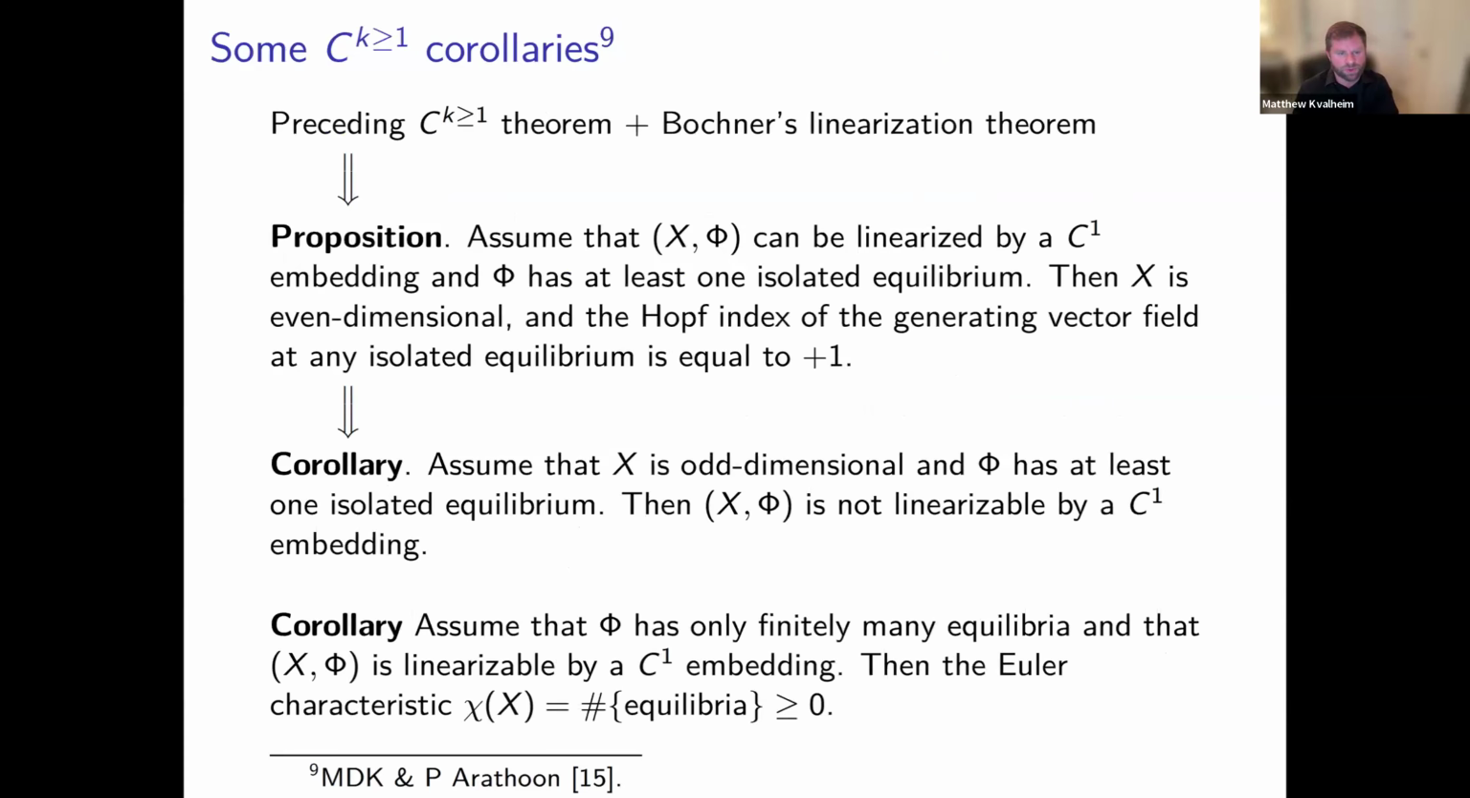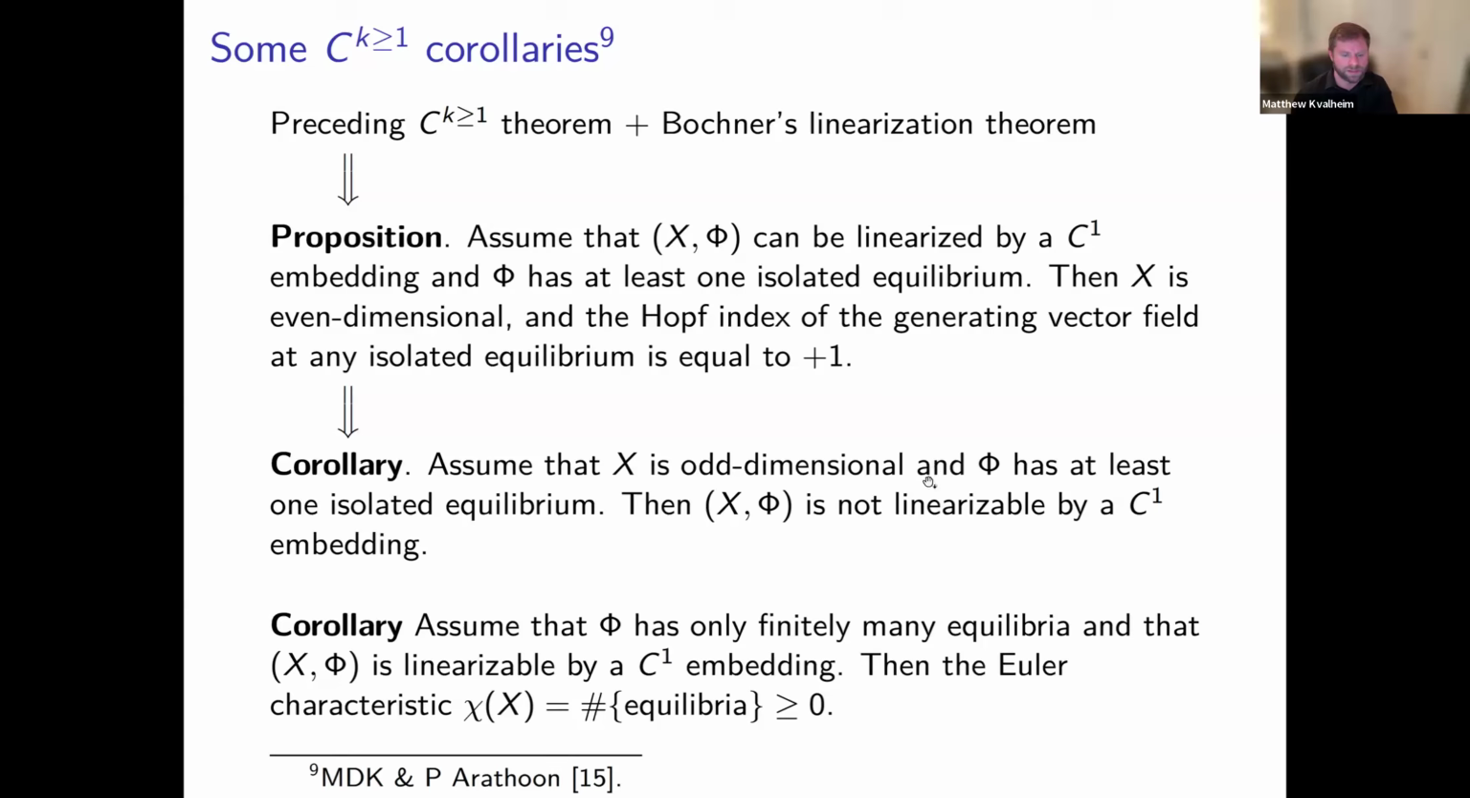So I want to briefly mention some corollaries of the CK result. I won't have time to explain the proof, but basically the CK theorem plus Bochner's linearization theorem from Lie group theory tell you pretty immediately that if you have a C1 flow that can be linearized by a C1 embedding, and if that flow has at least one isolated equilibrium, then the state space actually has to be even dimensional, and the Hopf index of the generating vector field at any isolated equilibrium has to be +1.